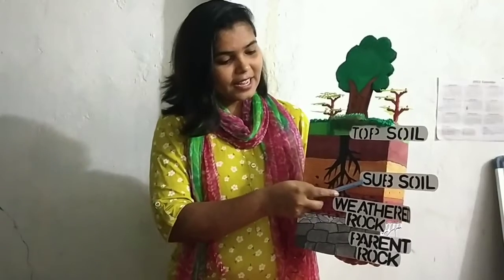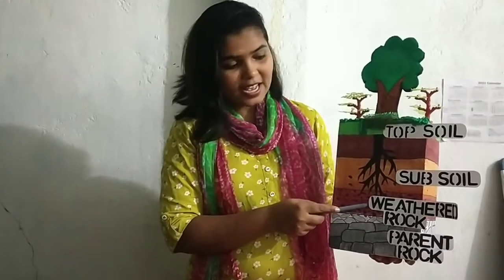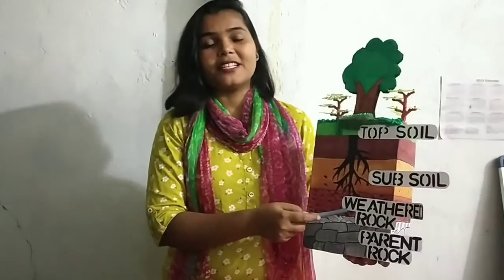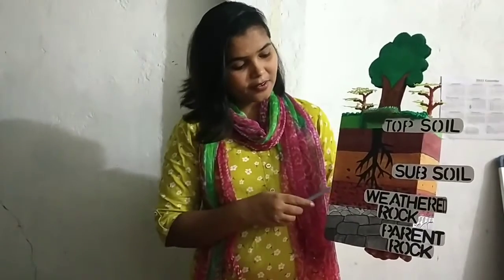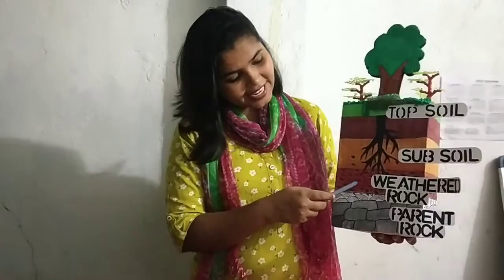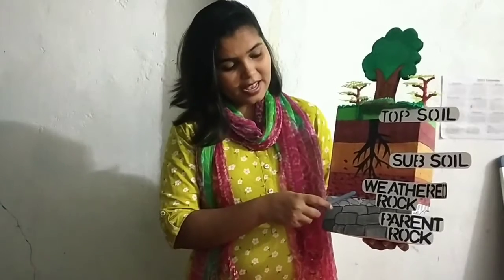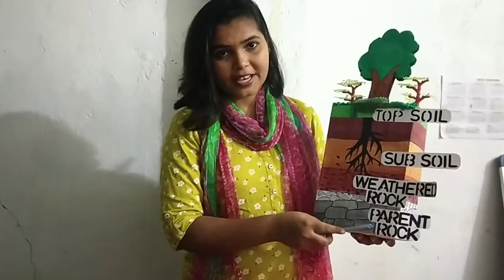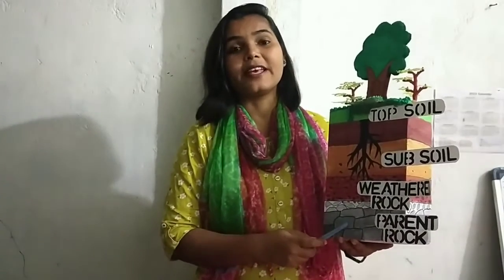Moving towards the third layer, it is known as the weathered rock. Weathered means basically broken down substances. Here we can see there is a lot of weathered rock, like small pieces of rocks. And the last one is the parent rock. Parent rock is responsible for giving us soil.